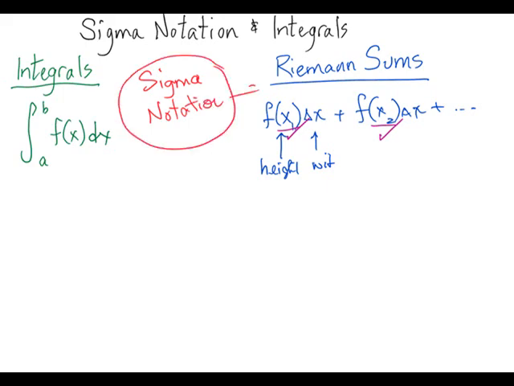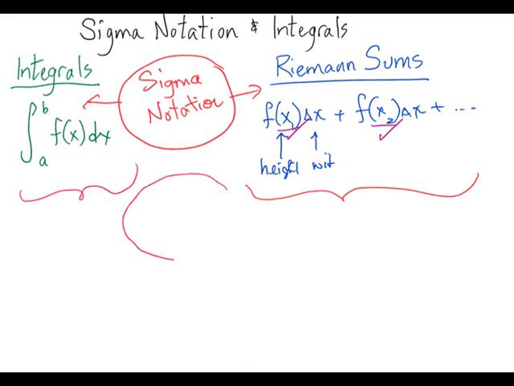So if you understand how this is like that, then you'll be able to understand how we go between those. That is, you'll be able to understand sigma notation.